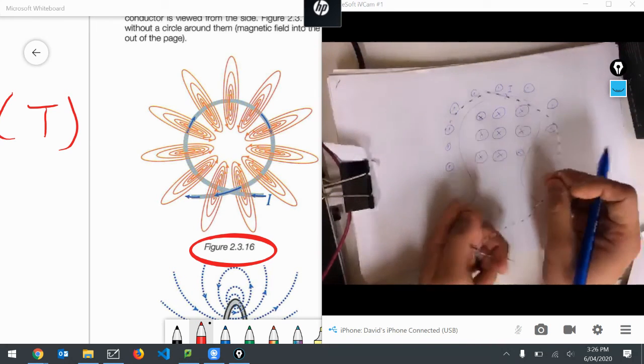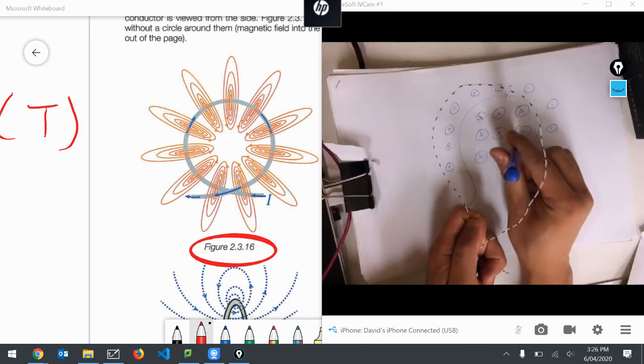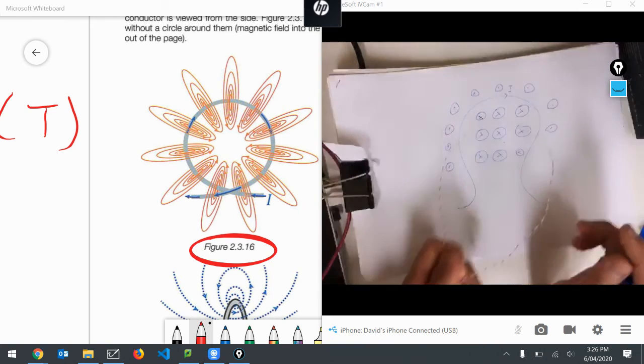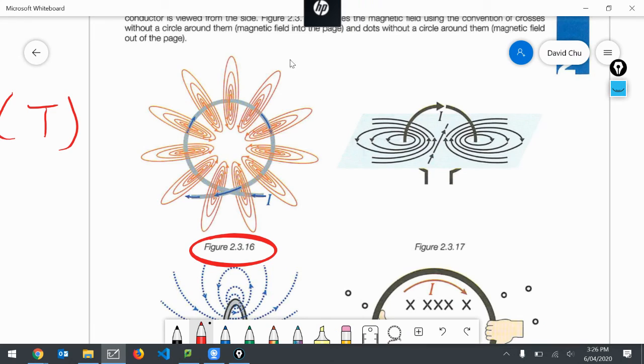So inside this loop here, I'm going to have a lot more concentrated electric field going into the page. Okay, and that's something we can use. So going back to the workbook here.